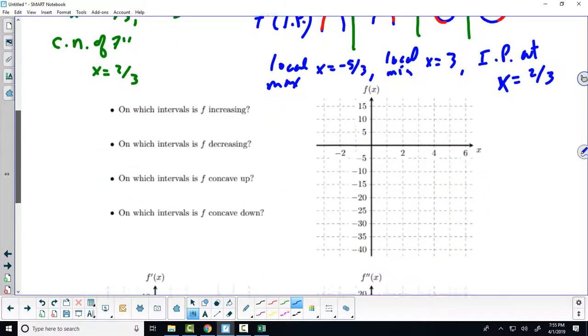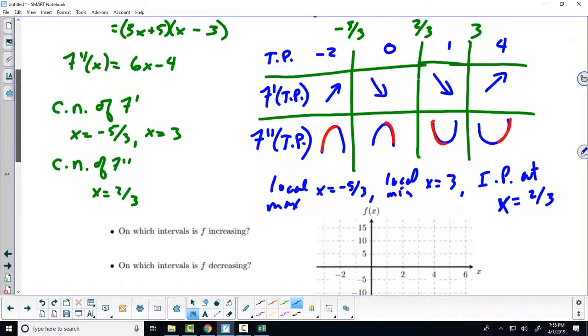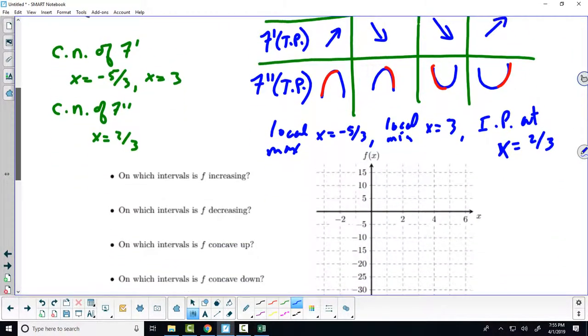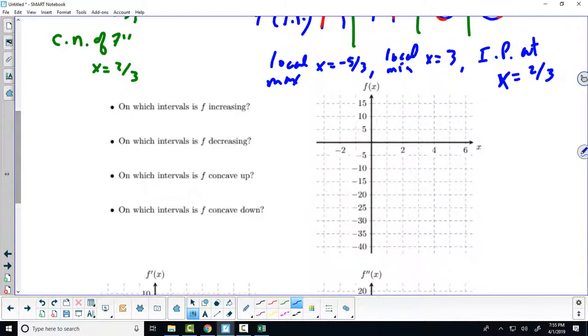All right. So on which intervals is the function increasing? We can answer that. Up until -5/3, and again from 3 to infinity, I think. On which intervals is the function decreasing? Well, that would be on the inside of that.